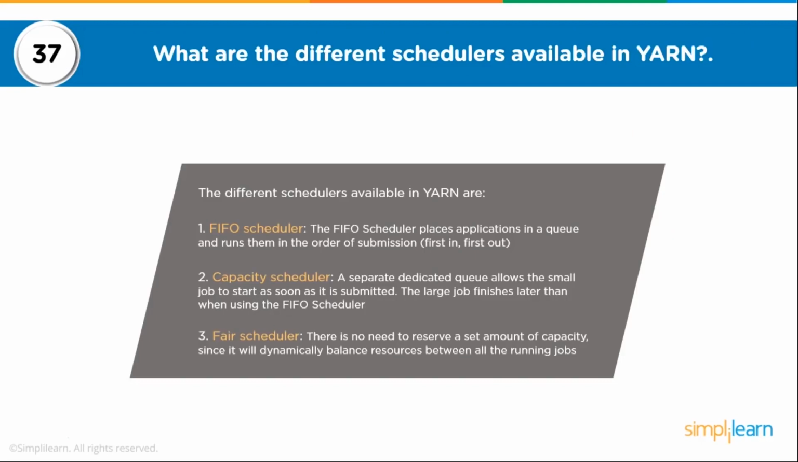So you have a FIFO scheduler, that is first in, first out, and this is not a desirable option, because in this case, a longer running application might block all other small running applications. Your capacity scheduler is basically a scheduler where dedicated queues are created and they have a fixed amount of resources. So you can have multiple applications accessing the cluster at the same time, and they would be using their own queues and the resources allocated to them.